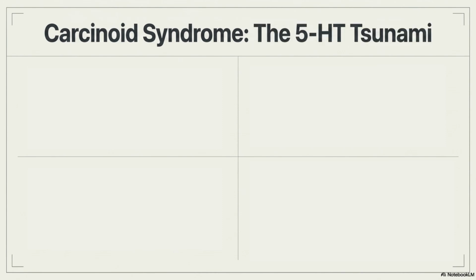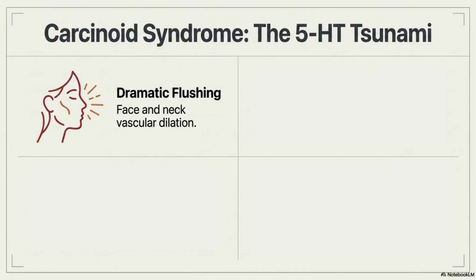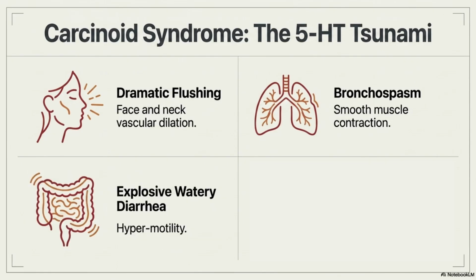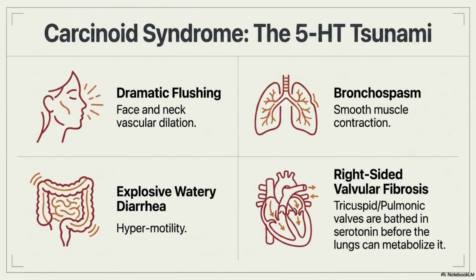This leads us to the clinical symptoms of carcinoid syndrome, which is effectively a 5-HT tsunami in the body. You will see dramatic flushing due to sudden face and neck vascular dilation. You will hear bronchospasm from smooth muscle contraction. You will see explosive watery diarrhea caused by extreme GI hypermotility. And most dangerously, it causes right-sided valvular fibrosis because the tricuspid and pulmonic walls are bathed in raw serotonin right before the lungs finally get a chance to metabolize it.